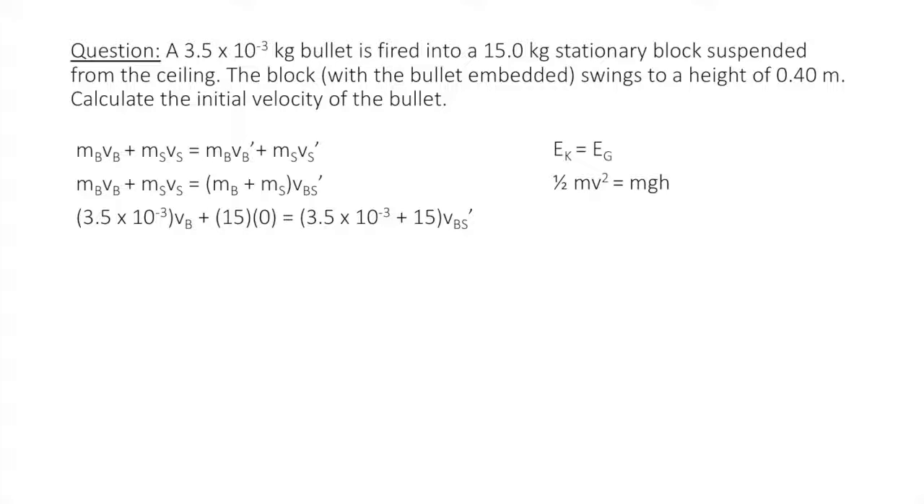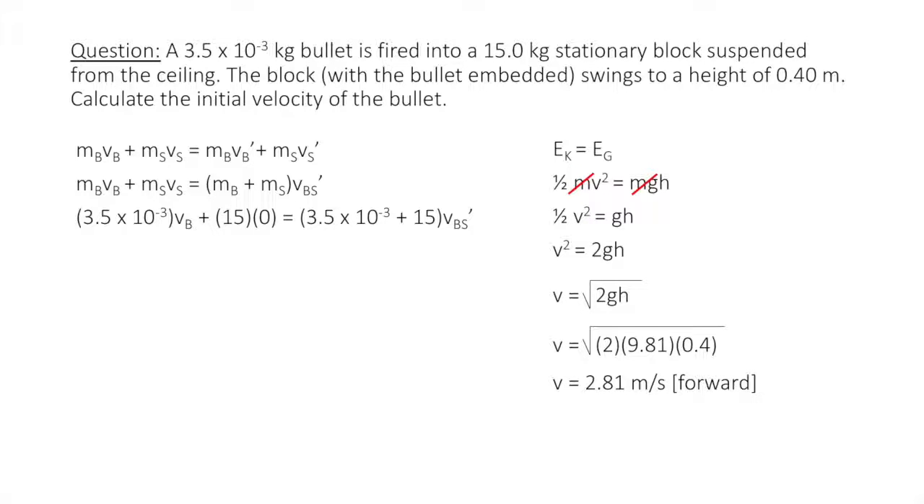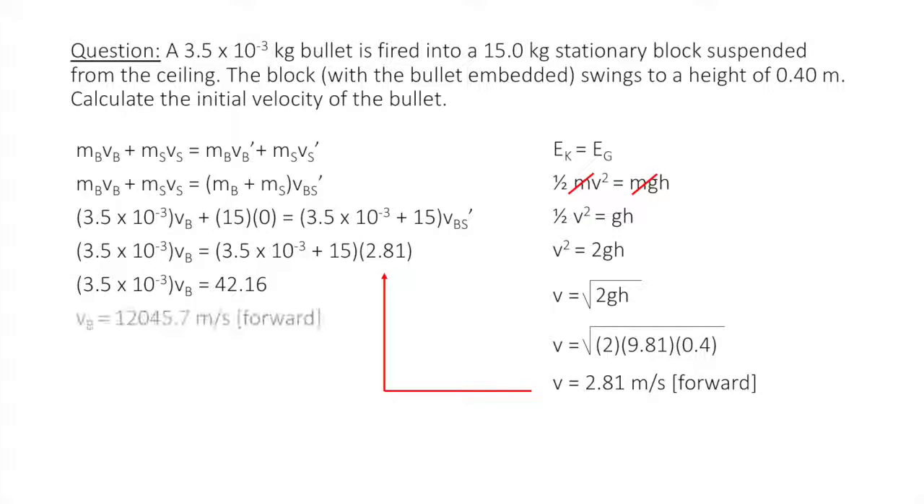Rearrange the following equation to solve for velocity, and then plug in the values that were given to you in the question. You should get v equal 2.8 meters per second in the positive direction. Now that you have solved for the velocity of the entire system, plug it into your conservation of momentum equation, and solve for the initial velocity of the bullet, as shown here.